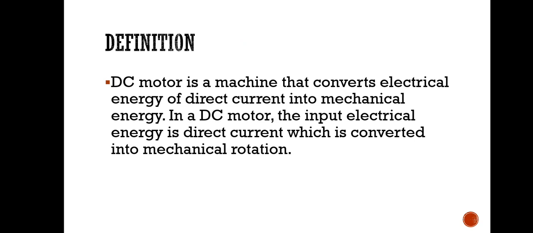A DC motor is a machine that converts electrical energy of direct current into mechanical energy. In a DC motor, the input electrical energy is direct current, which is converted into mechanical rotation.